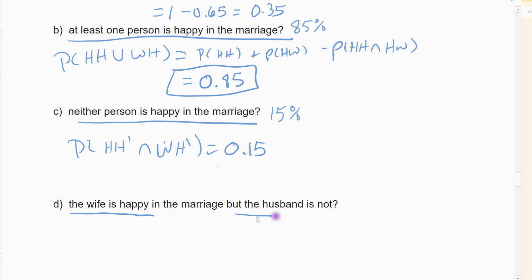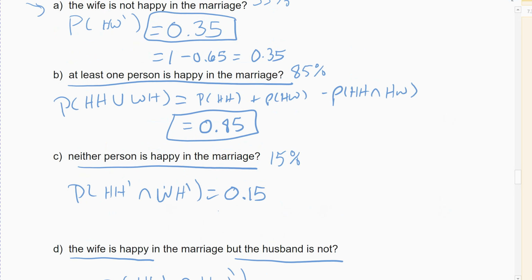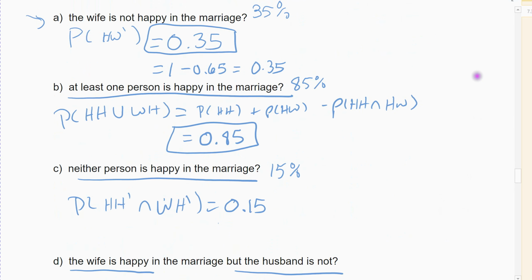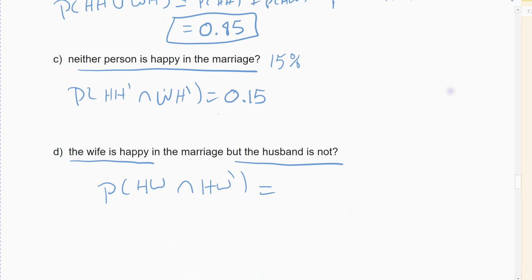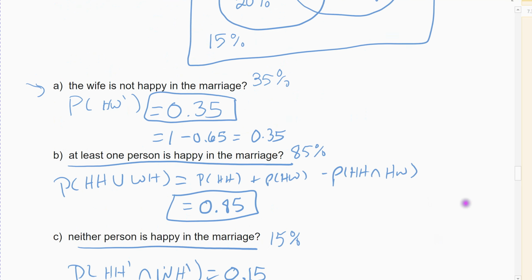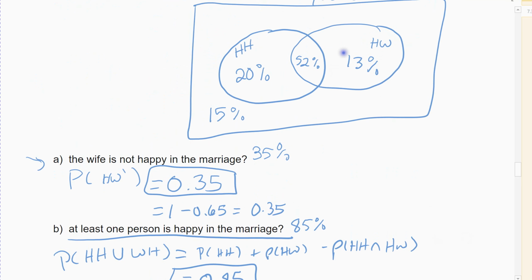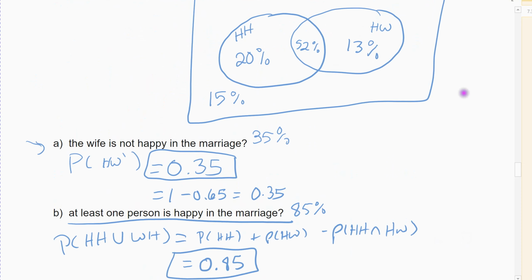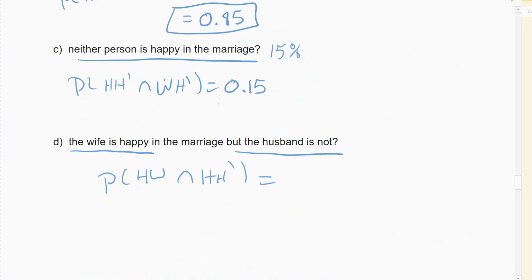The wife is happy, but the husband is not, so probability we have a happy wife, but the husband is not happy. This one really is easiest to do with the Venn. So we've got happy wives. Oops, I put happy wives and unhappy wives. It should have been unhappy husbands. Happy wives, unhappy husbands. Well, that's this 13%. I'm in the happy wife circle, but I'm not in the happy husband circle. And really that one, the easiest way is to draw the Venn. So that was 13%, so writing as a decimal is 0.13.